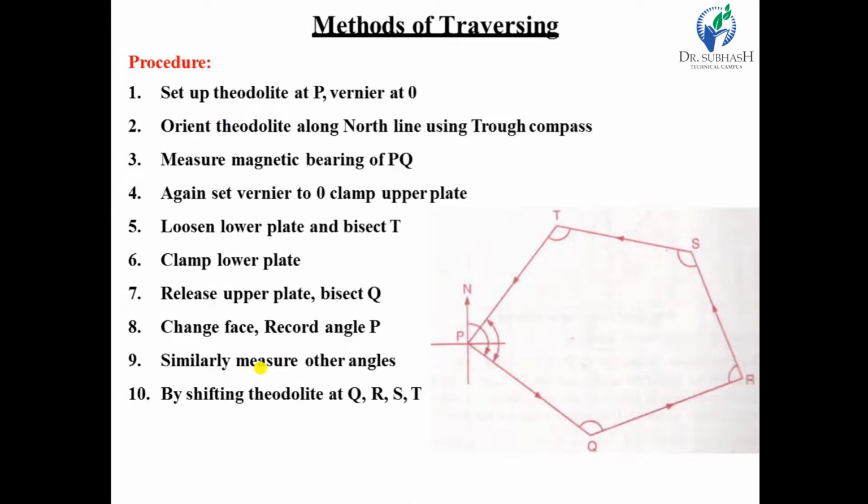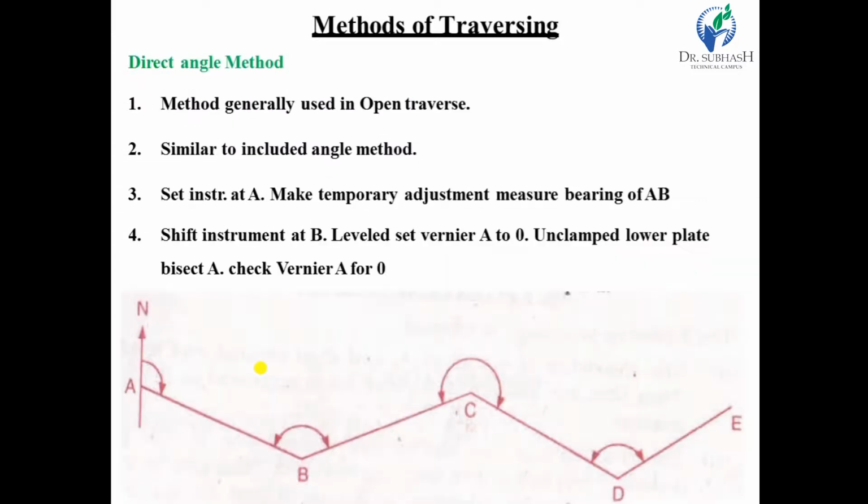Now, the procedure for the included angle method is that first we have to set up at point P, vernier at 0. After that, we orient the theodolite along the north line using the trough compass. After that, we measure the magnetic bearing of PQ. Again set the vernier to 0, clamp the upper plate, loosen the lower plate and bisect T. Clamp the lower plate, release the upper plate and bisect Q. Change the face and record angle P. Similarly, measure the other angles by shifting the theodolite to Q, R, S and T.